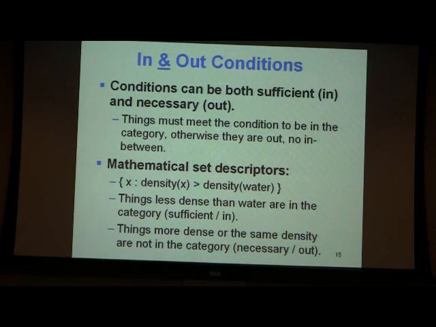These kinds of conditions can tell you exactly what's in the set and what's not in the set. For example, these mathematical set descriptors are meant to say that things that are less dense than water are in the category. I think again, I flipped my greater-than sign. Things that are more dense or the same density are out. So this tells you exactly what's in, exactly what's out. That's necessary. Well, it depends on what you mean by this.